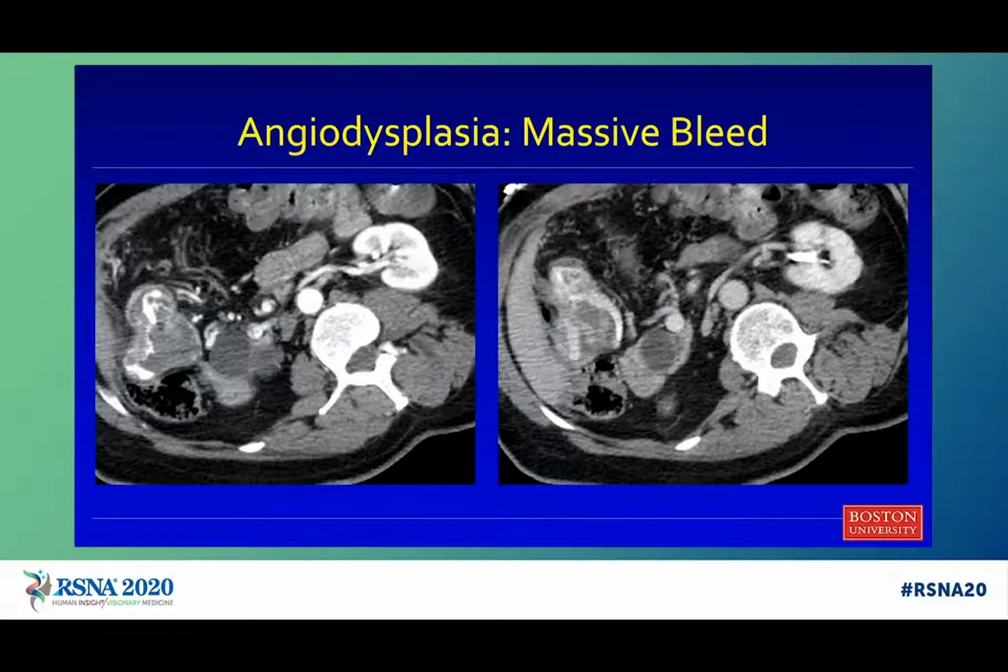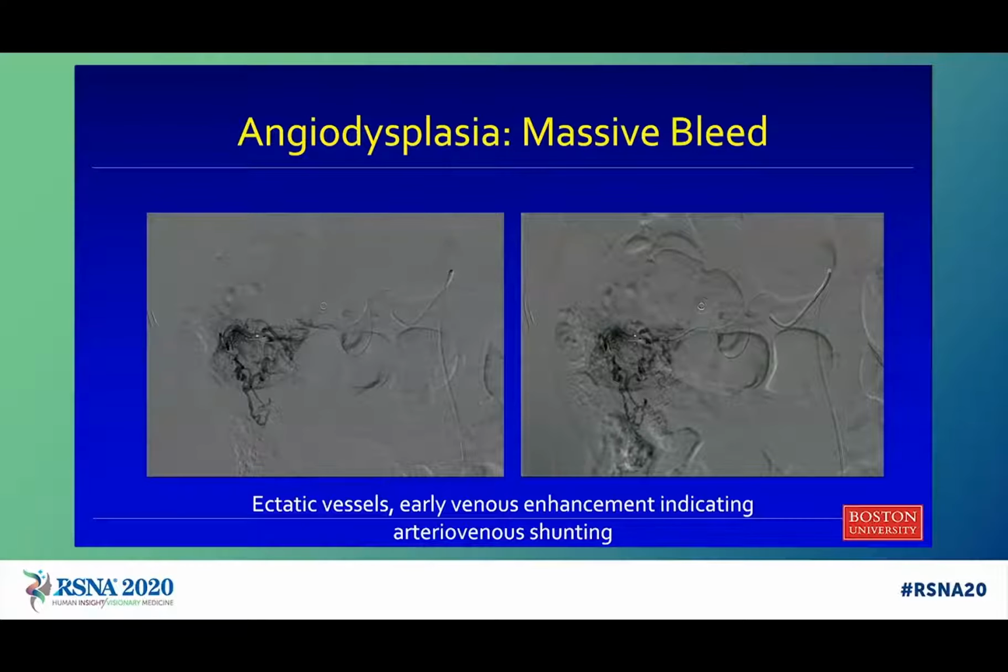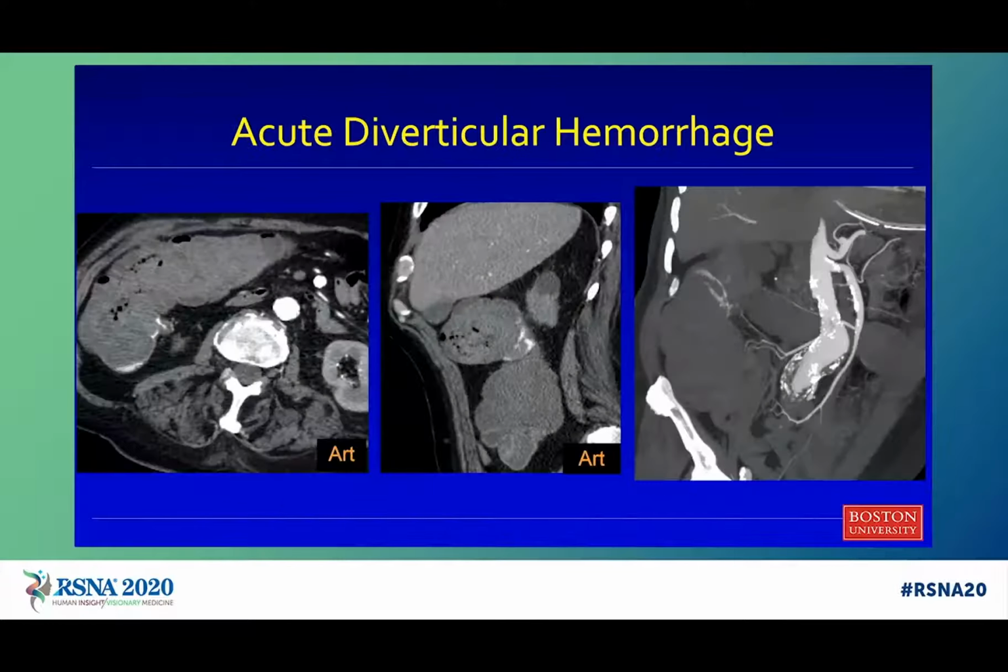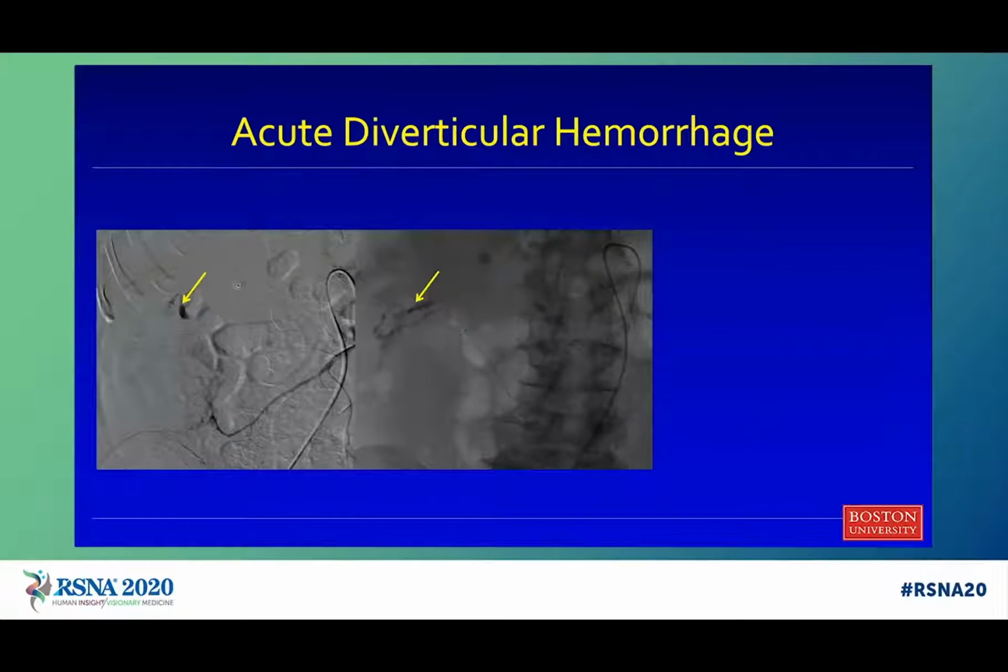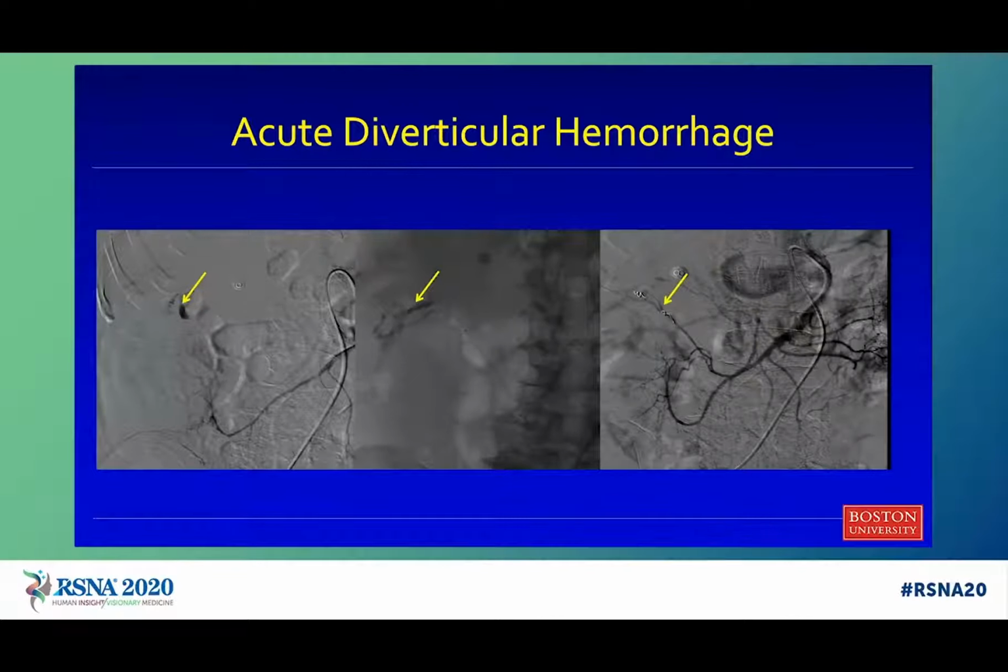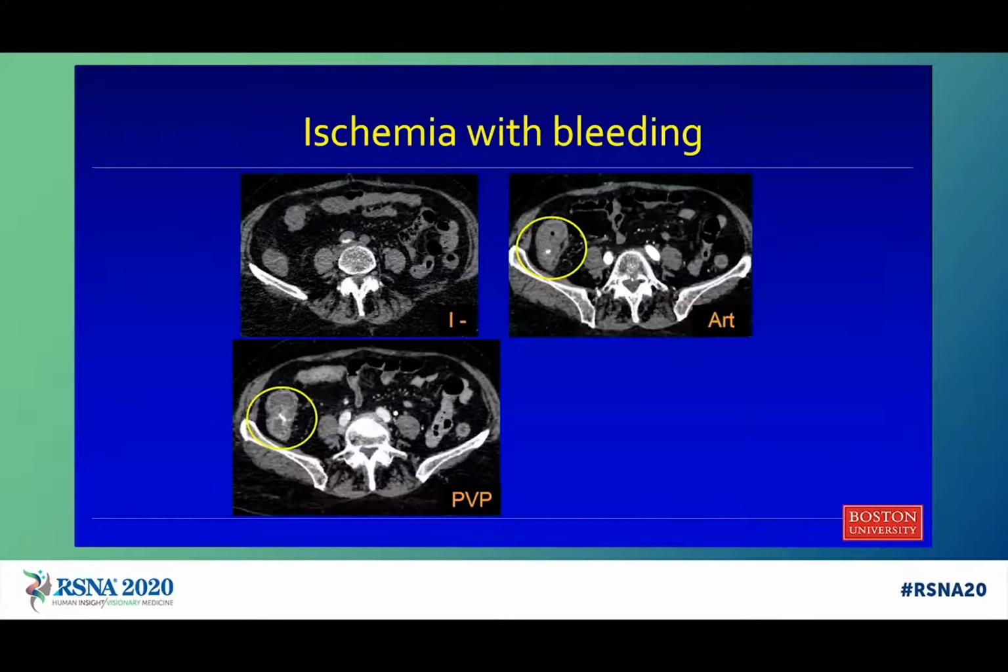This is a case of angiodysplasia causing massive GI bleed. At angiography, ectatic vessels, and early venous enhancement indicating arteriovenous shunting was encountered. Acute diverticular hemorrhages are common, as seen in this case. The patient went to angiography and successful embolization.